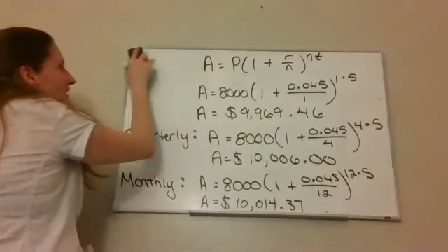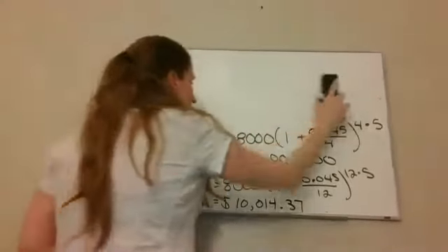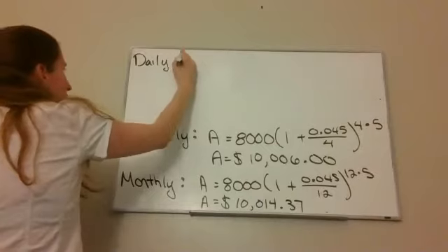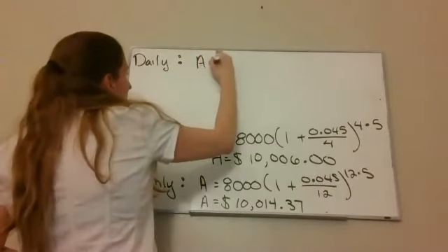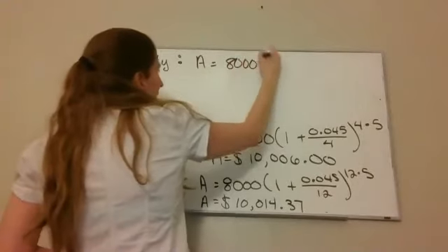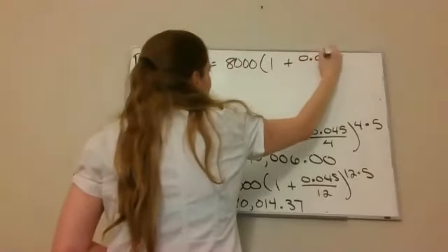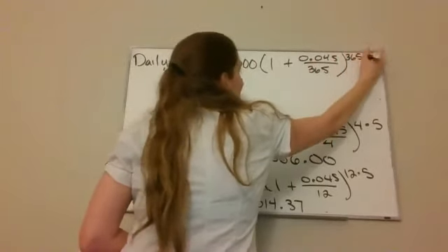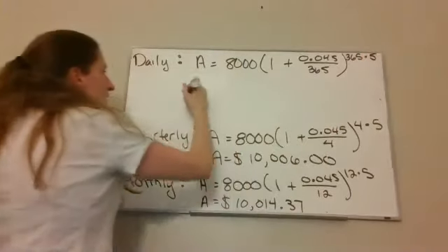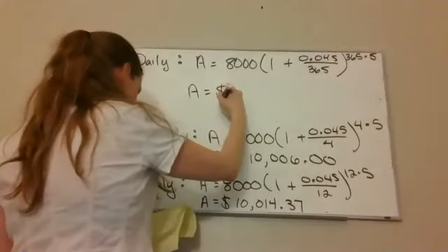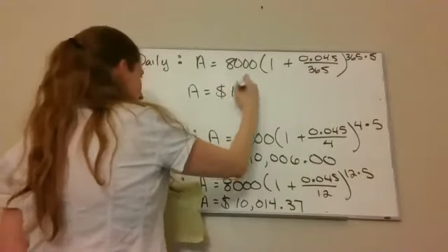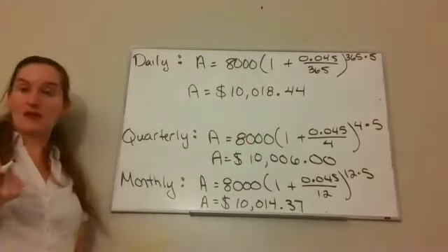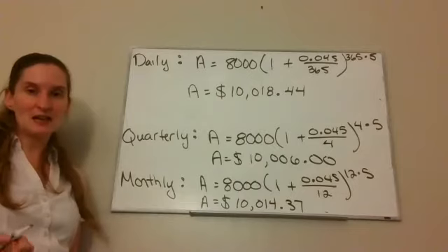Now let's see what happens daily. If it's compounded daily, if our hypothesis holds here, we should have even more money in the account. Let's check. I would have 8,000 times 1 plus 0.045 over 365 to the 365 times 5 power. Type all of that in carefully, and you will get $10,018.44. So yes, we got even more money compounding daily.